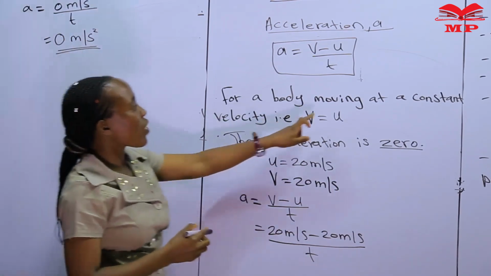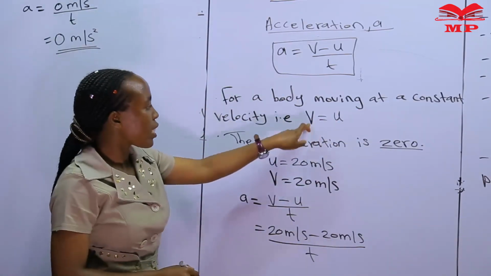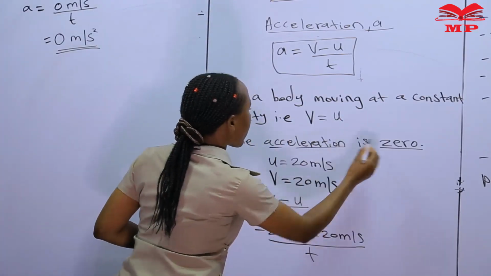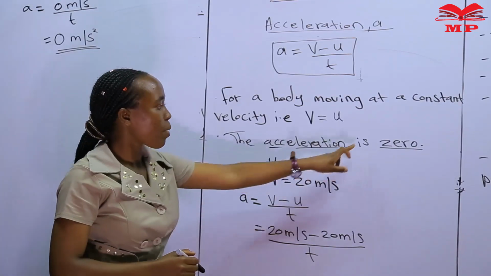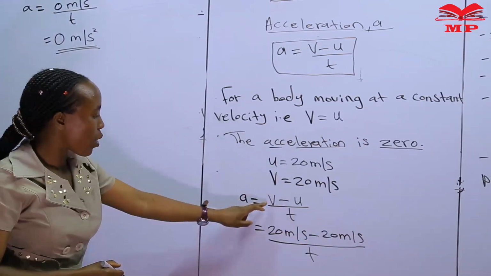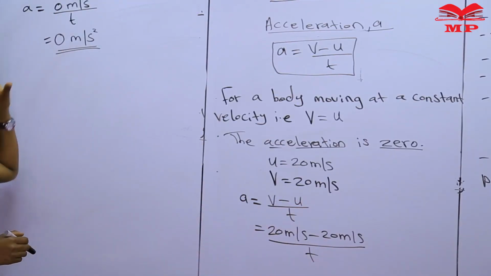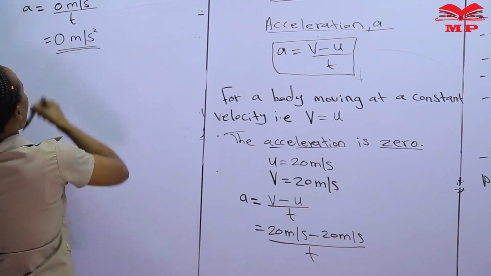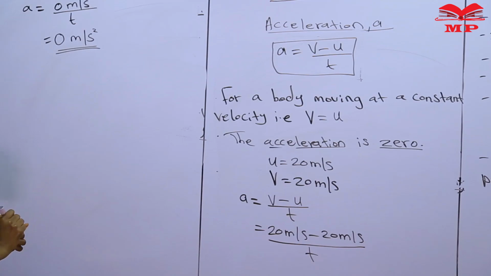So for a body moving at a constant velocity, that is, final velocity is equal to the initial velocity, the acceleration of such a body is equal to 0, because when you subtract, you get 0 over a number. T can be any number which is not less than 1, and our acceleration therefore is 0 meters per square second.